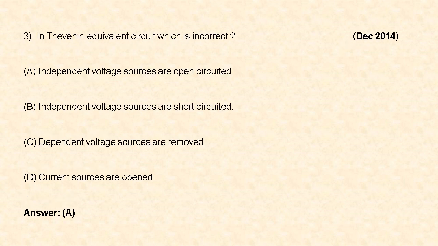Next question is, in Thevenin equivalent circuit, which is incorrect? This question was asked in December 2014. The options are: independent voltage sources are open circuited, independent voltage sources are short circuited, dependent voltage sources are removed, current sources are opened. We know that we have to short circuit the independent voltage source and open circuit the independent current source. So option A is wrong.